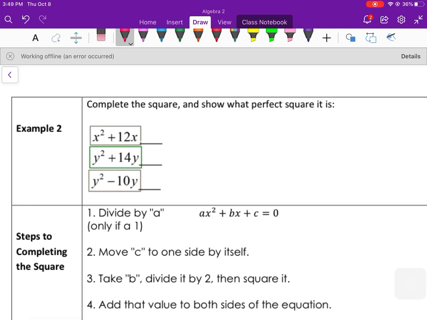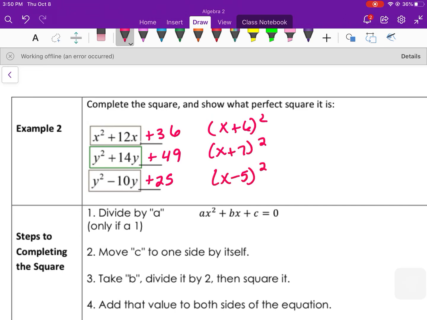So let's just practice that one more time. Half of 12 is 6, 6 squared would be 36. Half of 14 is 7, 7 squared would be 49. Half of negative 10 is negative 5, negative 5 squared is 25. So then these would factor to: this one would be (x plus 6) squared, this one would be (x plus 7) squared, and this one would be (x minus 5) squared.